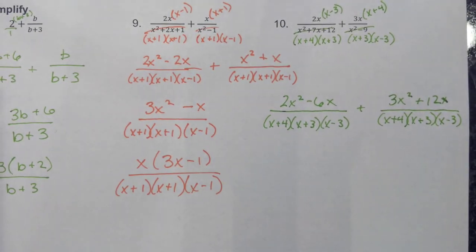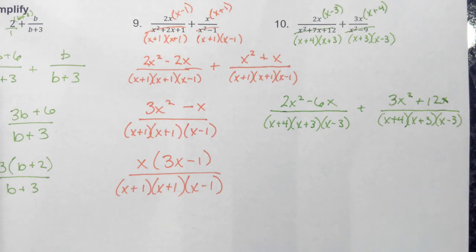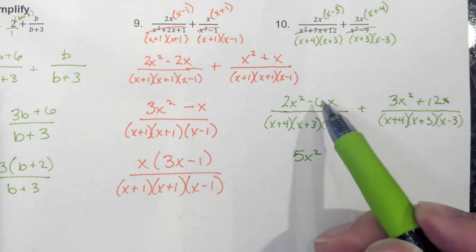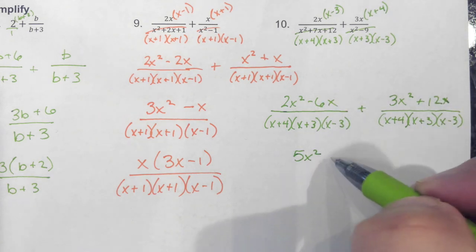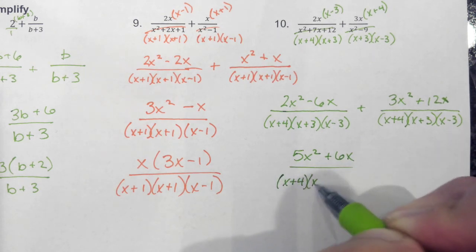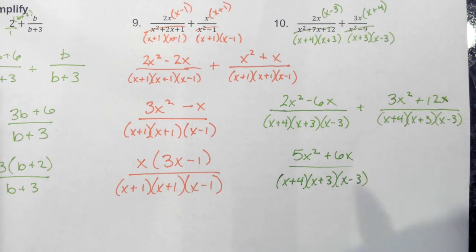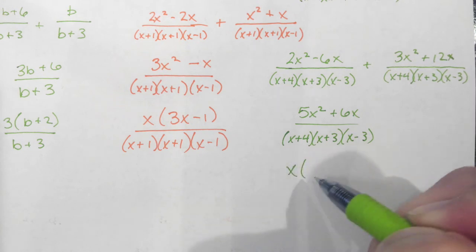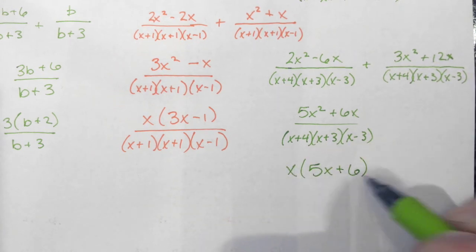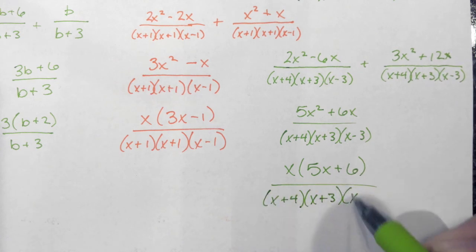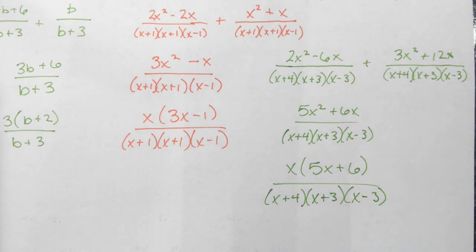If we combine those fractions, we're adding again, so there's no negative to distribute. 2x squared plus 3x squared is 5x squared. The negative 6x plus the 12x is going to be a positive 6x. And then I would have the x plus 4 times the x plus 3 times the x minus 3. Looking at the numerator, there's a GCF again of an x in common. If you divide by the x, you'd be left with 5x plus 6 over that common denominator of x plus 4, x plus 3, x minus 3. And again, nothing cancels that time. Sometimes it will, and that's the case.